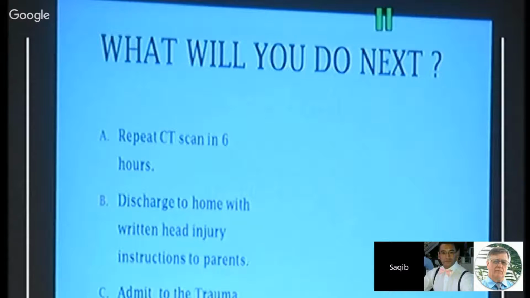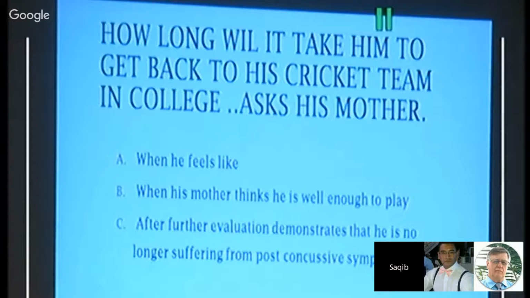Now, what will you do next? Repeat CT scan in 6 hours? You had one and there was a concussion, there was no hematoma or any contusion. Discharge to home with written head injury instructions, or admit this patient to the trauma service for at least 24 hours. I think B is a good option. Send the patient home with the head injury instructions.